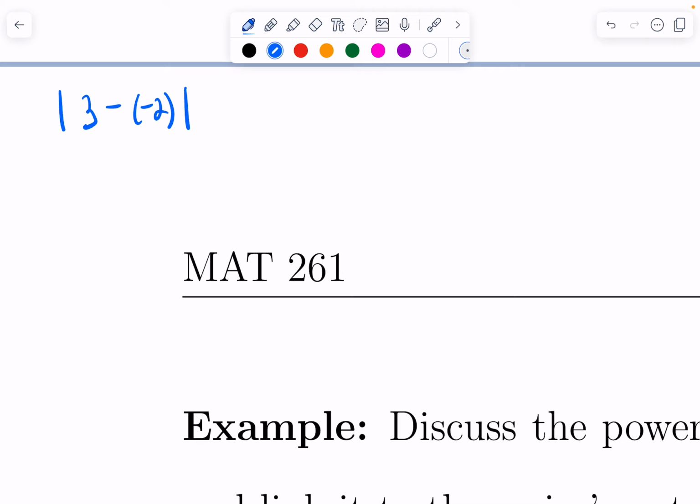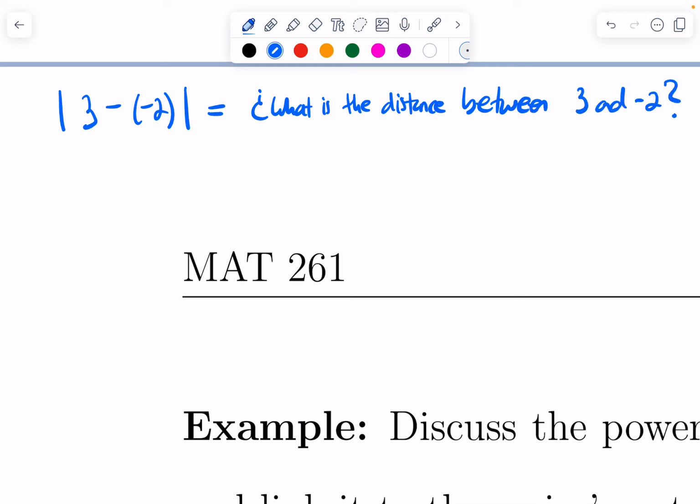But the correct way to interpret this is not as it turns everything positive, but you should really think of this as a distance calculator. This is really asking, what is the distance between 3 and -2?